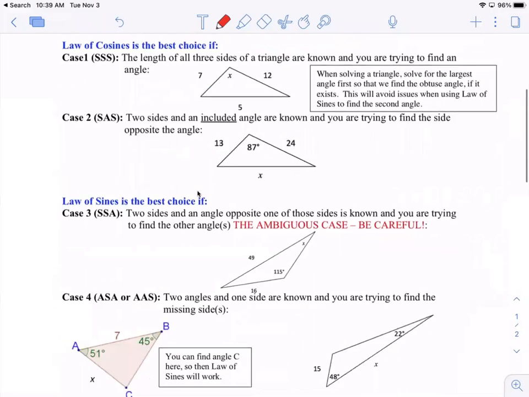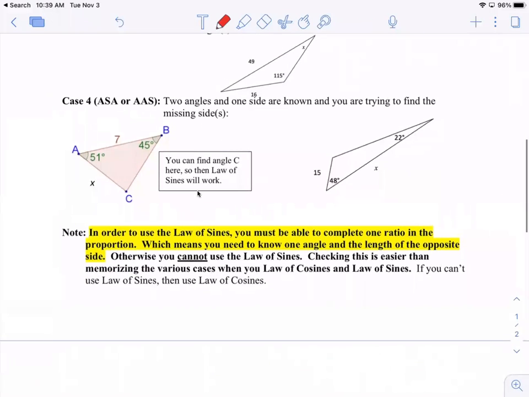I don't really recommend you memorize these cases, okay? Because I think it's easy sometimes to get confused by that. But I do think it's easy to remember when you can use law of sines, right? In order to use law of sines, you have to be able to complete one ratio, right?